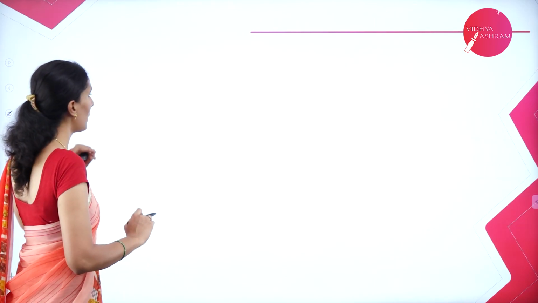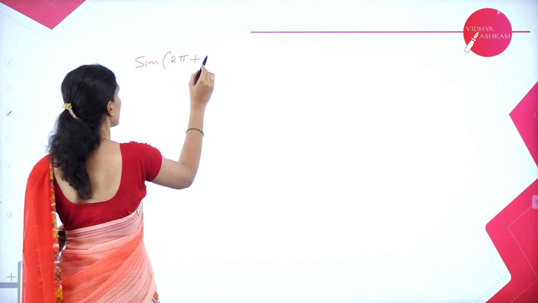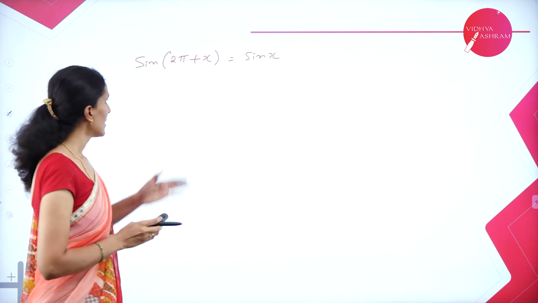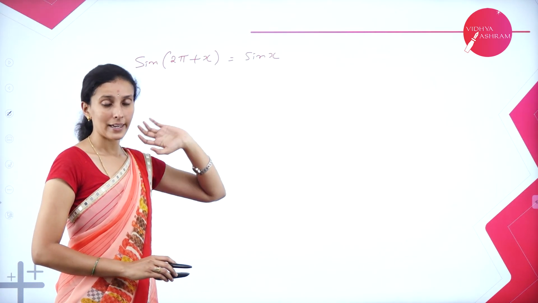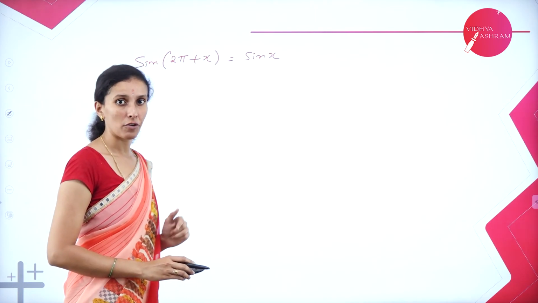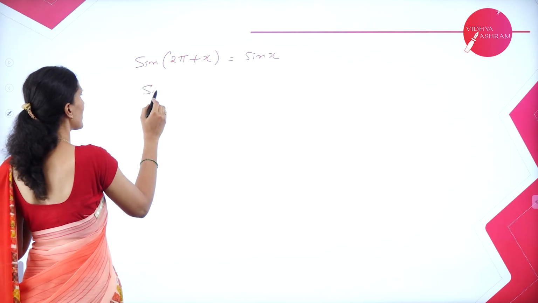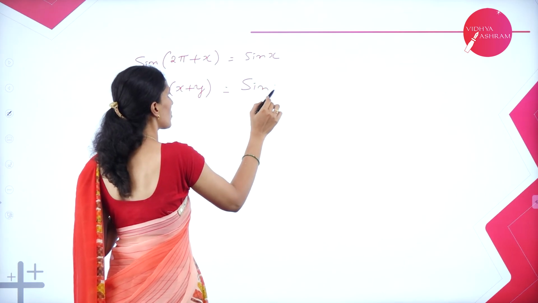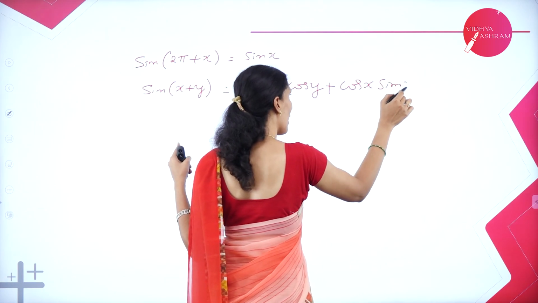Let me show you one more application of the cos(x + y) formula. We know that sin(2π + x) is sin x. That we have learnt in allied angles. Sin(2π + x) means it comes in the first quadrant. The ratio will not change. Therefore, sin x. But let me see the application here. We know the formula for sin(x + y). What is the formula for sin(x + y)? Sin(x + y) is sin x cos y plus cos x sin y. We have learnt and derived it.